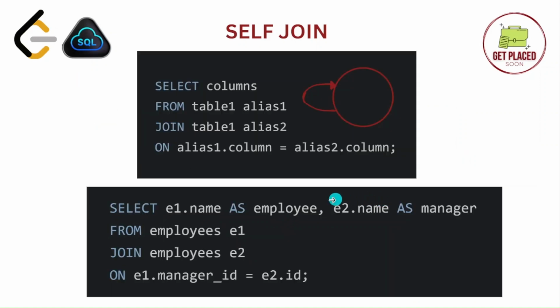So here in the example you can say we have only one table, that is employees, and we are creating aliases like E1 and E2. E1 dot manager ID is equals to E2 dot ID. Based on that condition, if there is a matching, then these two aliases E1 and E2 are combined. This is how self join works.